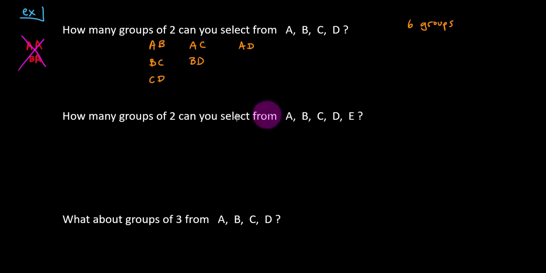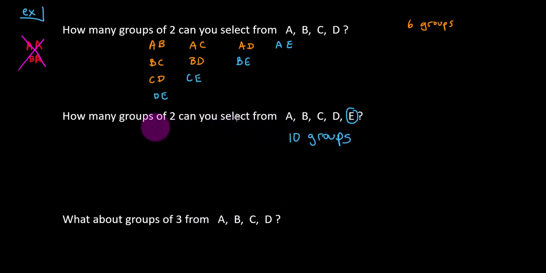Let's look at this second part. Again, how many groups of 2 can you select from A, B, C, D, E? So now we've got the inclusion of another letter here or another object, E. Well, wouldn't it be all of these same groups here? I would need to attach E along with the A, along with the B, the C, that's not it, and the D. So here this would be 10 groups. Count them up.